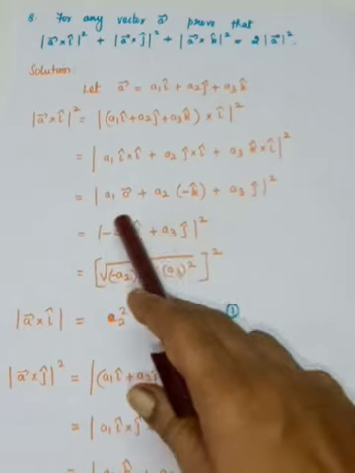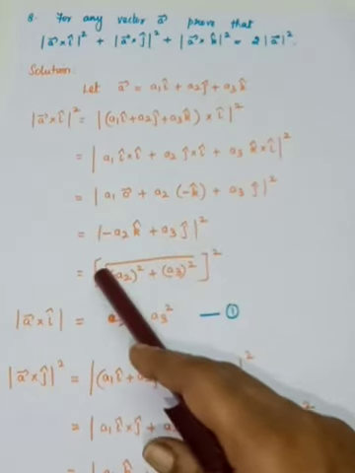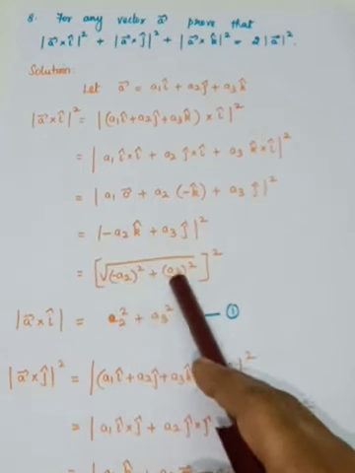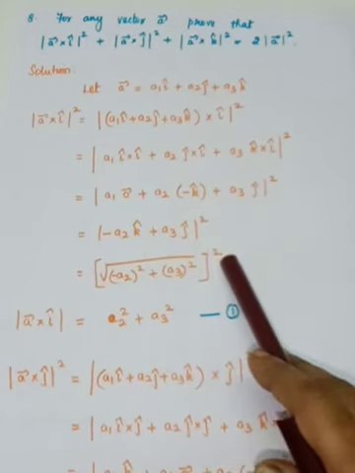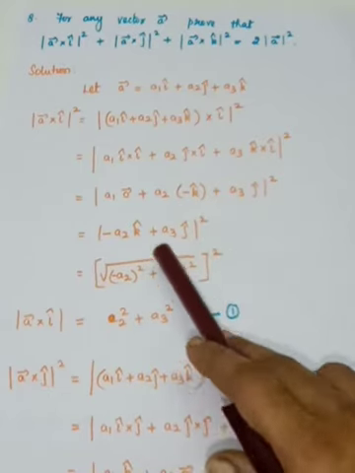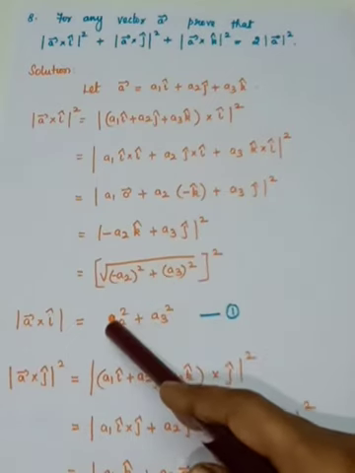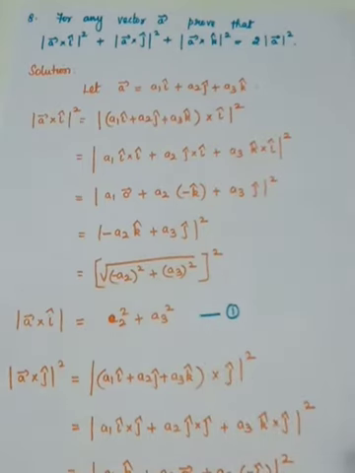Now you have to find the magnitude. How to find the magnitude of this vector? It is the square root of minus a2 the whole square plus a3 the whole square. In the magnitude, the whole square means this whole square I have written, so the square and the square root get cancelled. You are having a2 the whole square plus a3 the whole square. So take the next term the same way.